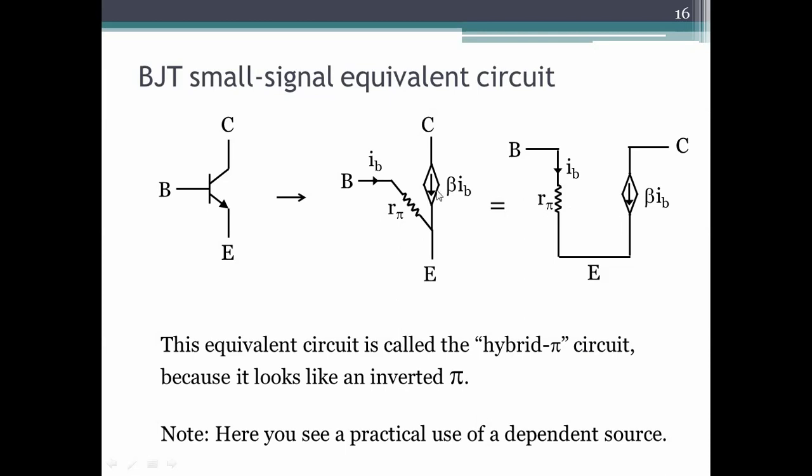Incidentally, here is a practical use of where a dependent source finds use in an actual circuit. Last semester when we discussed dependent sources, we didn't really talk about where, how, etc. But here is one example of using dependent sources. It allows us to represent the current in the collector as a function of a current flowing somewhere else, which is exactly what happens in a bipolar transistor. Okay. So with this, now we illustrate using this method on our actual circuit.